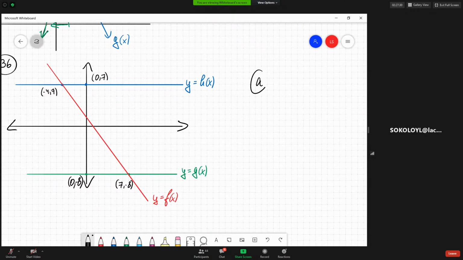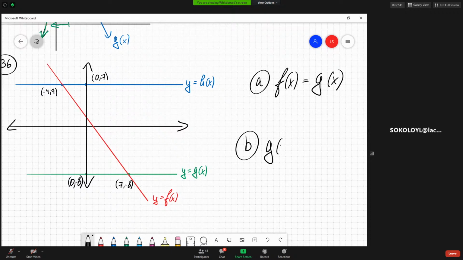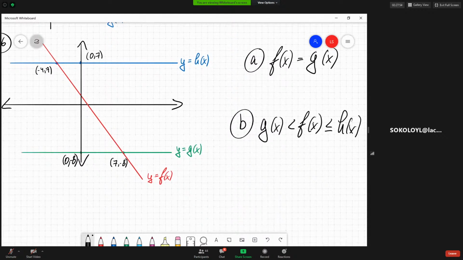For part A, we want to say when is f of x equal to g of x, and for part B, which is tricky, when is g of x less than f of x less than or equal to h of x. So you have a compound inequality. I'll give you a few minutes, like 5 minutes, to answer these two questions based on the graph alone. Again, these will be in terms of x. We're solving for the input value x here. So go ahead and take a few minutes and figure it out.